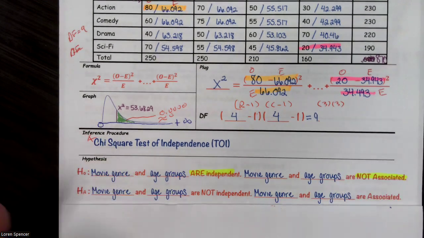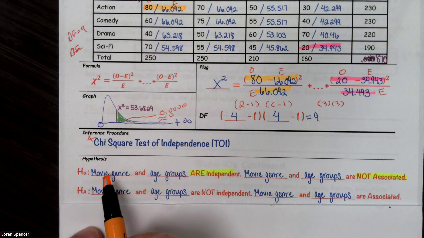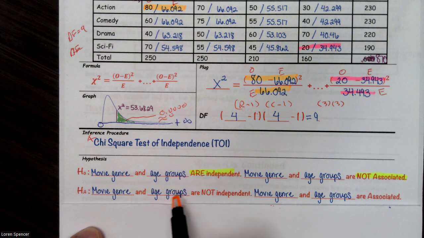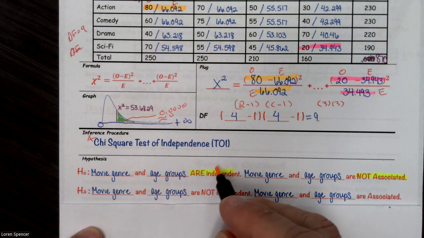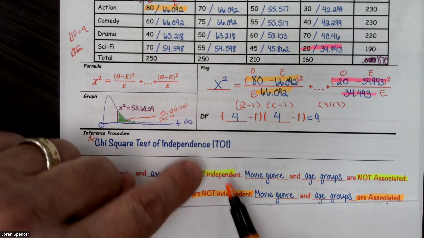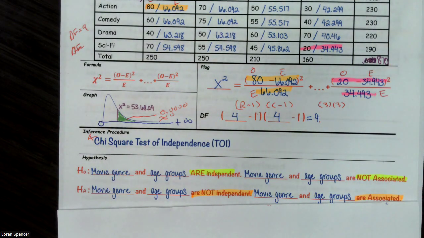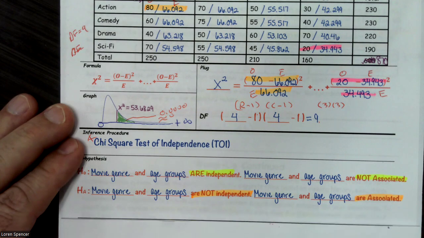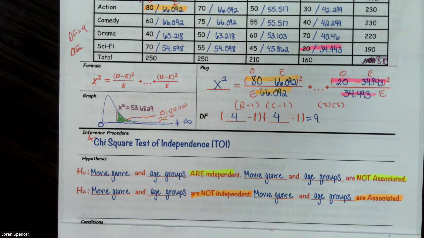On the other hand, when we get to the alternative, it's the same wording. Our variable one, movie genre and age group, movie genre and age group are, instead of it being are independent, they are not independent. And they are associated. So everything's the same, except these are exact opposites. One is are, the other is are not, and vice versa. Okay, please don't mess those up. That's a huge deduction. You lose 10 points right there.